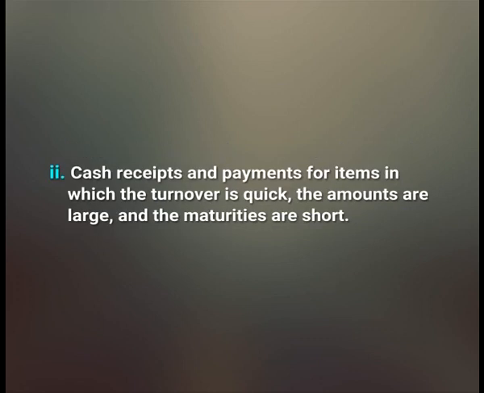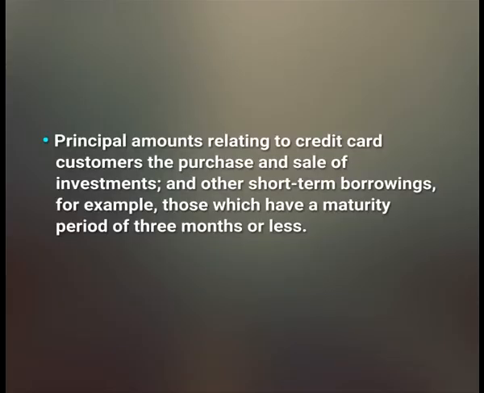properties. Second one is cash receipts and payments for items in which the turnover is quick, the amounts are large and the maturities are short. Examples of cash receipts and payments referred here are advances made for and the repayments of principal amounts relating to credit card customers, the purchase and sale of investments and other short term borrowings, for example, those which have a maturity period of 3 months or less.